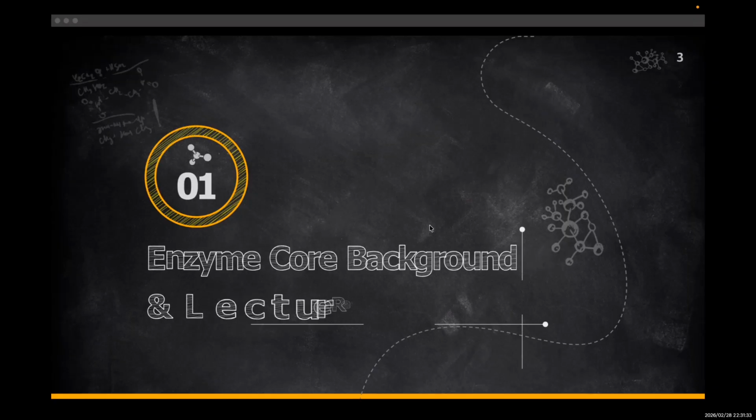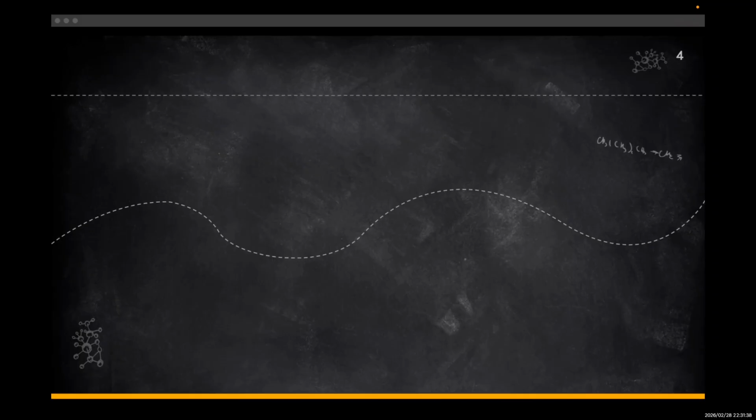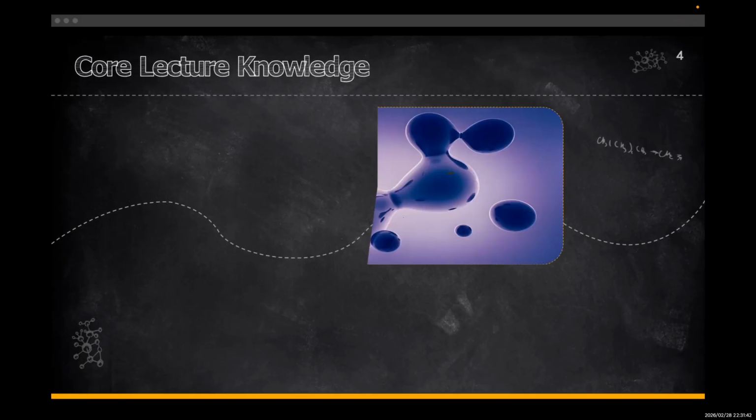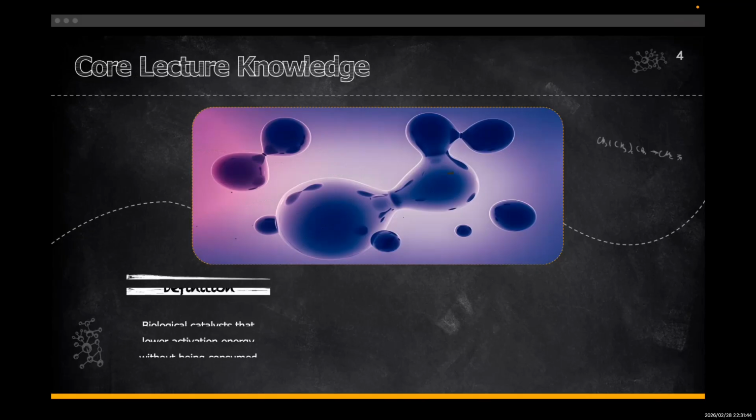Let's begin with the enzyme core background. Enzymes are biological catalysts. They speed up chemical reactions by lowering activation energy without being consumed in the process. This is a key property that makes them indispensable in living organisms.